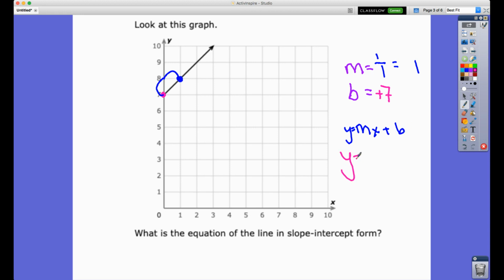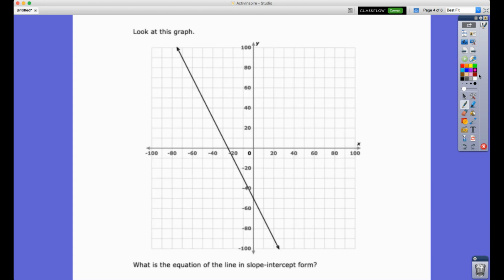So again, y equals mx plus b. So y equals, what's going in place of m? 1x. What's going in place of b? 7. And again, notice how I have this +7 here, so then I have this +7 here. Again, it's just a strategy. Totally up to you. All right, let's try another one.